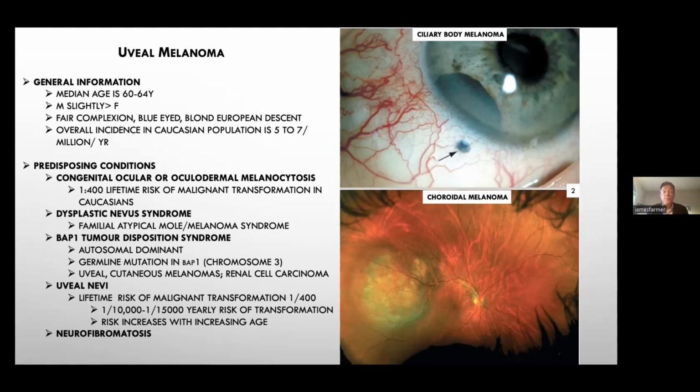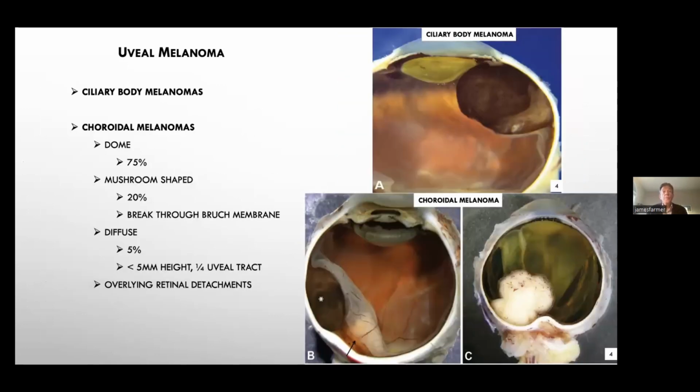Uveal nevi, the lifetime risk of transformation is about 1 in 400, but it's very age-related. In my ophthalmology practice, I probably would see 1 or 2 choroidal nevi a month, and in my pathology practice, maybe 1 choroidal melanoma a year, give or take. And then neurofibromatosis is also a predisposing factor. So the uveal melanomas can occur in the iris as an iris melanoma. I won't talk about those. Ciliary body, which we call a ciliary body melanoma. And then in the choroid as a choroidal melanoma.